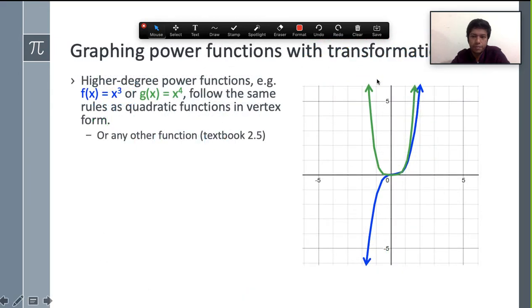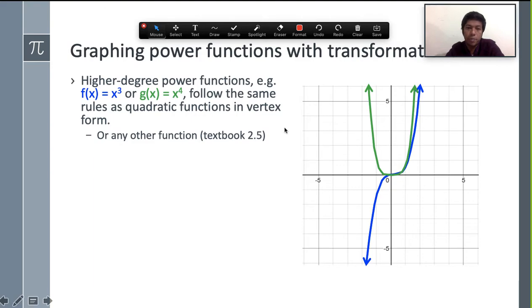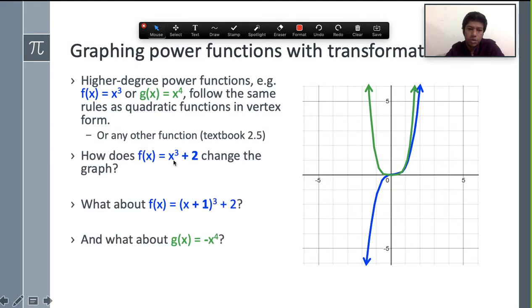Okay, and here is the transformation, another very important concept. So if it is x cube plus 2, what will happen? The x cube graph will go 2 units up. Okay, if it is (x plus 1) whole cube plus 2, then for this plus 1, the graph will go left 1 unit, and for this plus 2, the graph will go 2 units up.